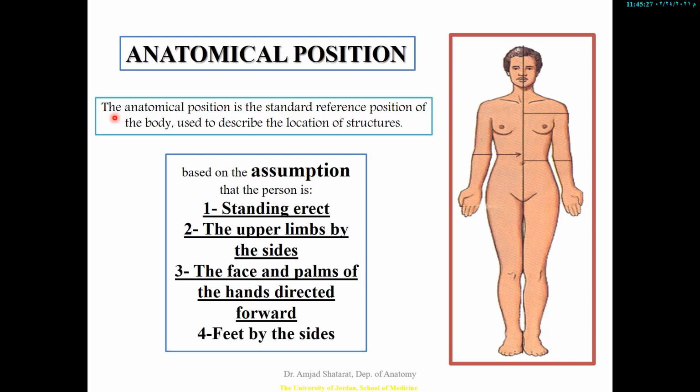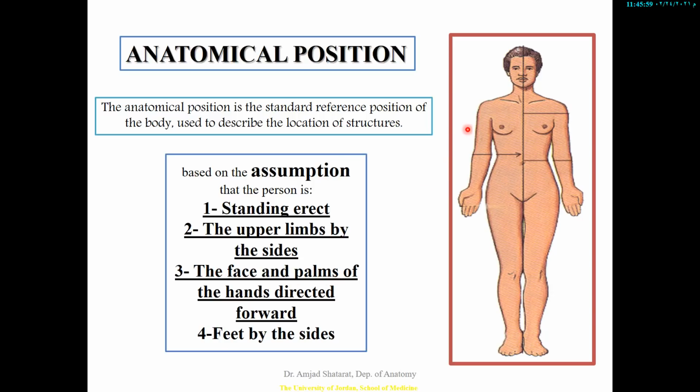The anatomical position is the standard reference. So let's agree upon this term. It is a reference position of the body used to describe the location of structures. And we assume that the body is standing erect, as you can see here in this diagram. The upper limbs are by the sides, so they are not turned up or down, they are not flexed. Okay. The face and the palms.